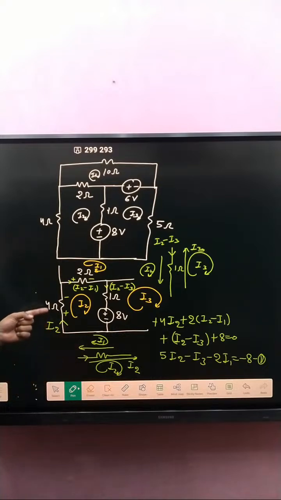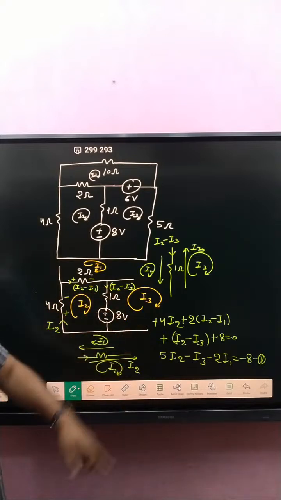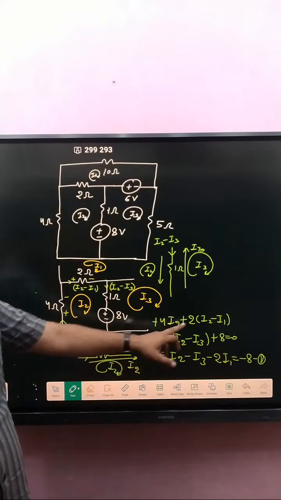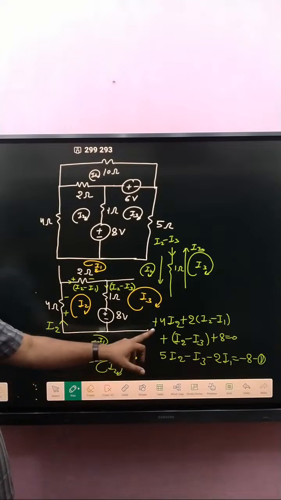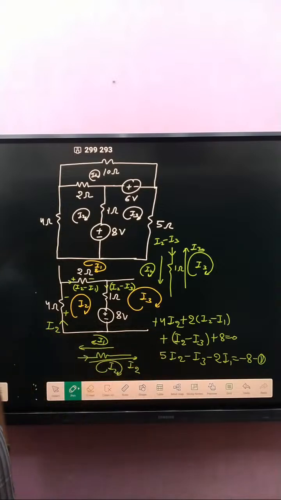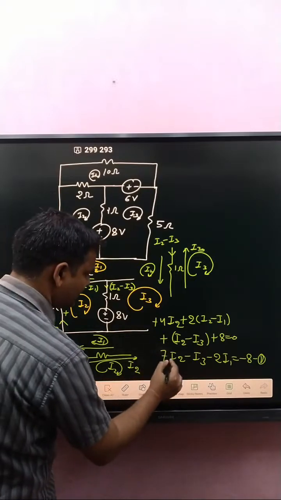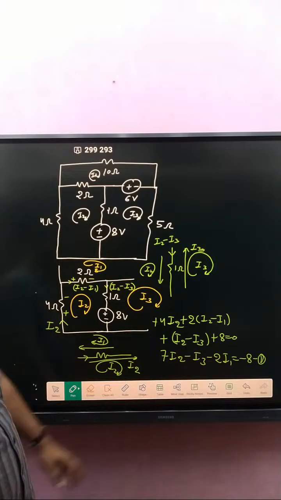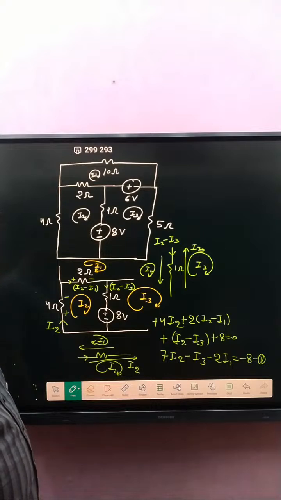Clear or not? 4i2 plus 2 times (i2 minus i1) plus (i2 minus i3) plus 8 is equal to 0. After that, 4 plus 2 plus 1, that is how much? That is 7. Okay, one mistake, that is 7i2. And that is minus i3, and that is minus 2 times i1, this is equal to minus 8. That is equation number 1.